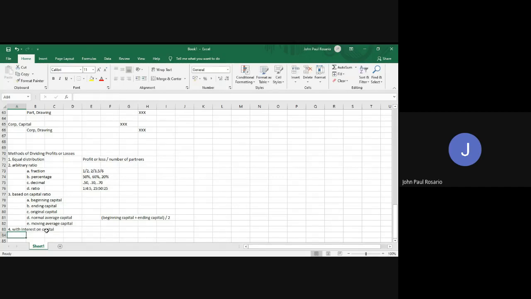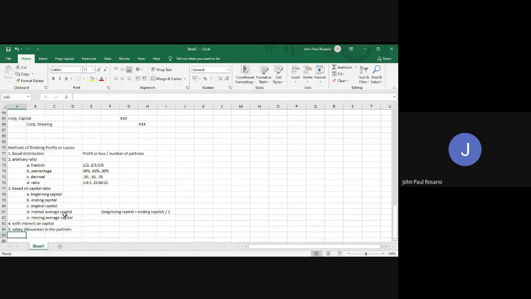So, the capital investment, that is item 5, okay? There is no interest. And then we also have salary allowances to the partners. When it is a salary to the partner, it is not called an expense like your salary expense. Mark, it's just a method of sharing profits, but it's not an expense. Okay? So, salary allowance only. Okay? 6 is bonus to the partner.